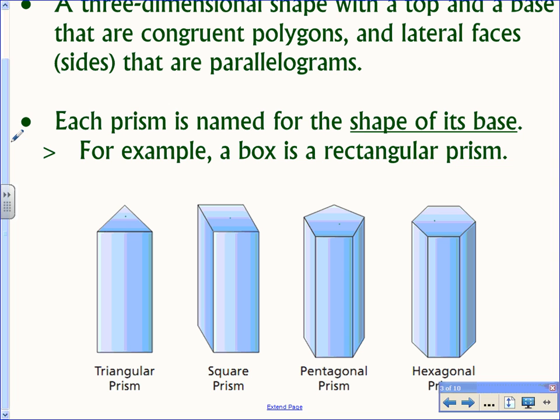So in a triangular prism, the top and the bottom, or the front and the back if you rotate it, are triangles that are congruent. All three other sides are rectangles. In a square prism, the top and bottom would be squares that are congruent, and the other sides are rectangles. Same thing in a pentagonal and hexagonal prism, but the bases are pentagons and hexagons.